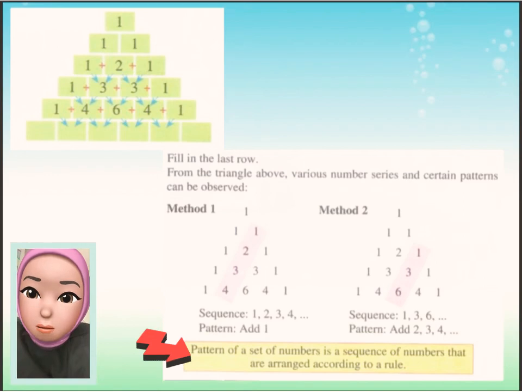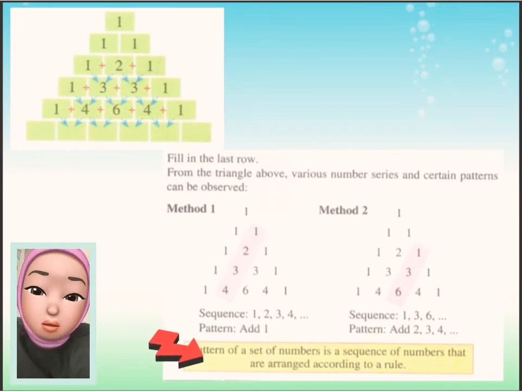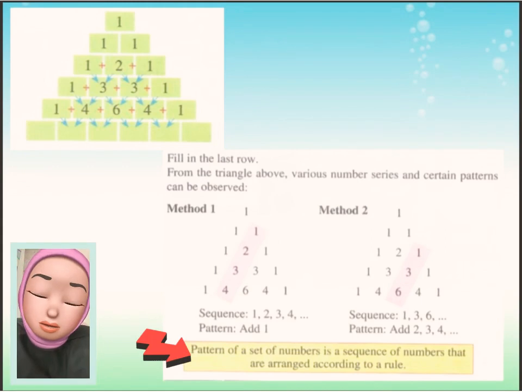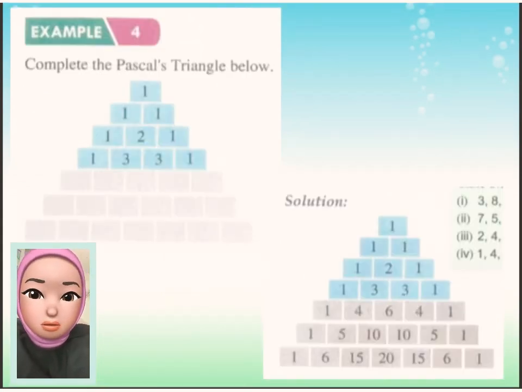Therefore, a pattern of numbers is a sequence of numbers that are arranged according to a rule. What is the rule over here? The rule is based on Pascal's triangle. You can look at the example as given. Complete the Pascal's triangle below.